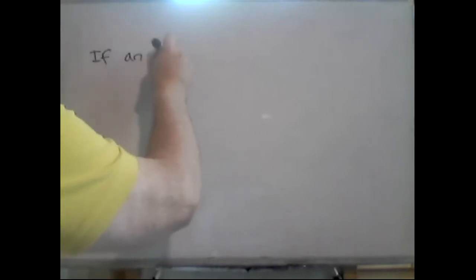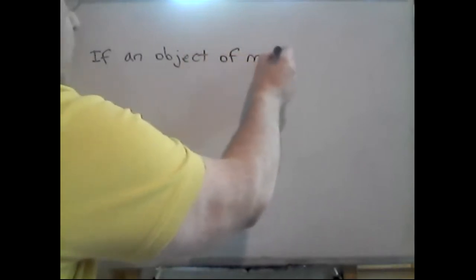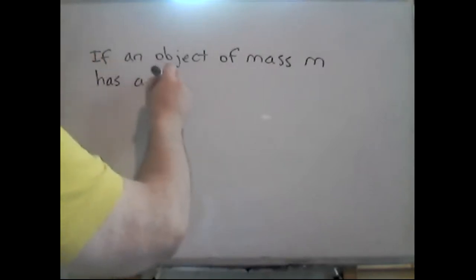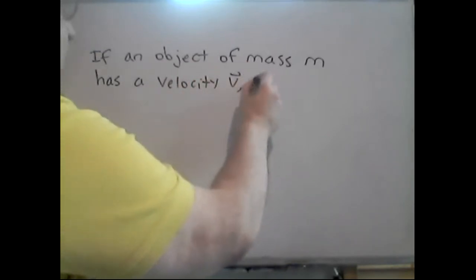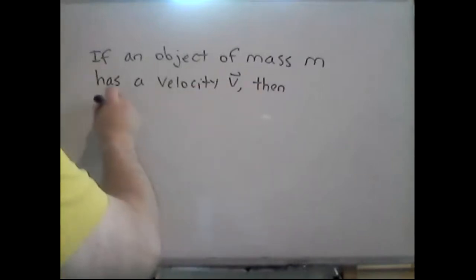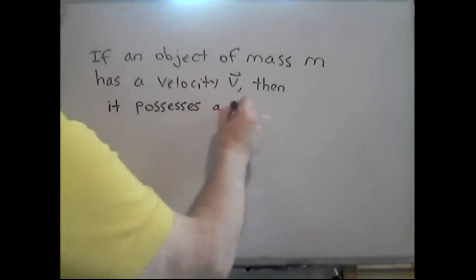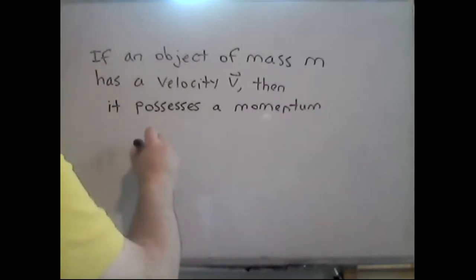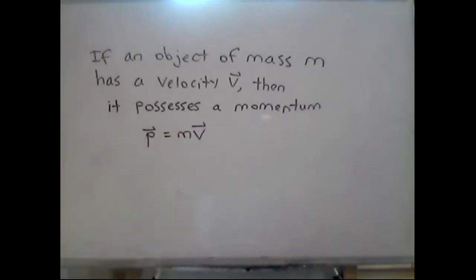Well, if an object of mass m has a velocity v, then it possesses a momentum p equals mass times velocity, mv.